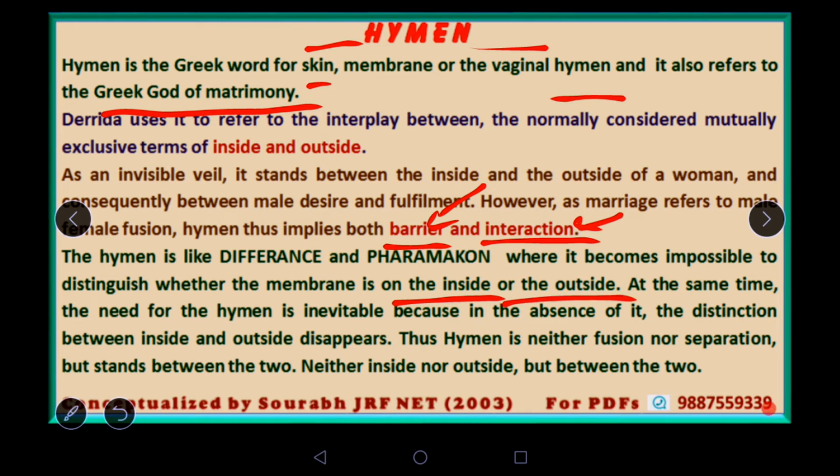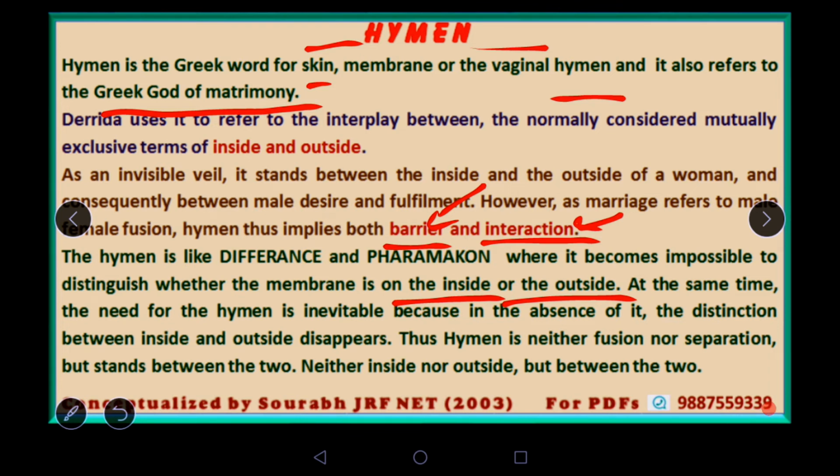At the same time, the need for hymen is inevitable, because in absence of it, the distinction between inside and outside disappears. Hymen is like a curtain. If you have a curtain, you can say you are inside the curtain, inside the room or outside the room.